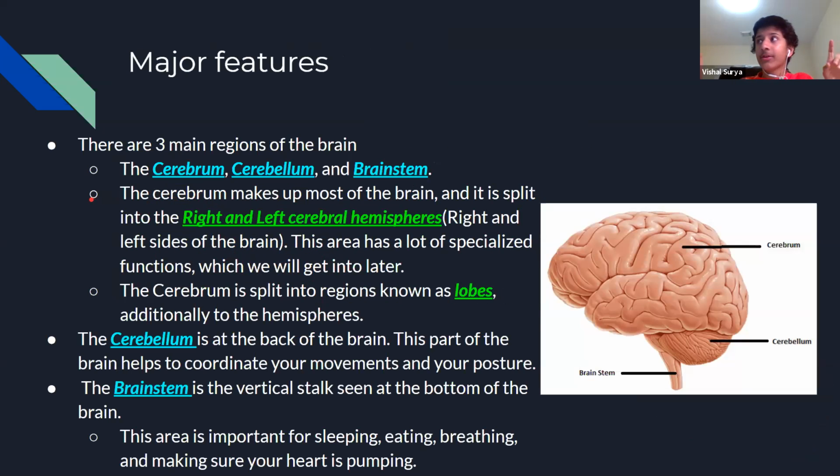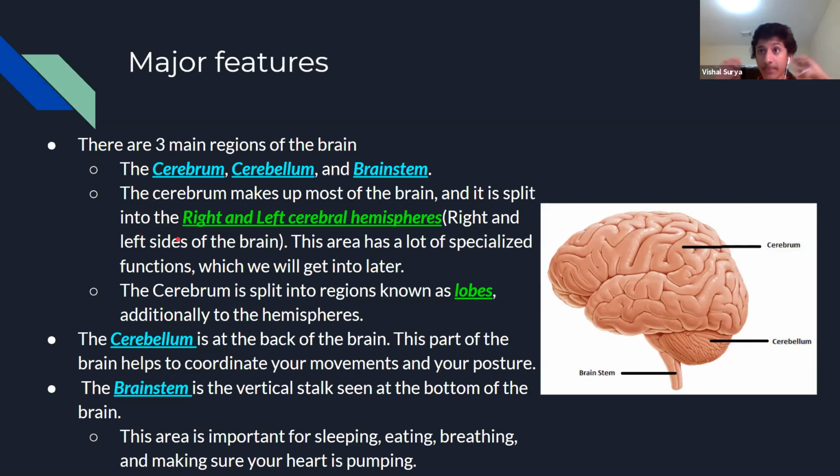So let's first go over the major features of the brain. There are 3 major features. The first is the cerebrum, then the cerebellum, and finally the brainstem. The cerebrum makes up most of the brain, around 80% of it, and it is split into the right and the left hemispheres. Basically, one part of the cerebrum is on the right side of your brain, and the other is on the left side. This area has a lot of specialized functions, which we'll get into soon. The cerebrum is split into regions known as lobes based on their function, in addition to the hemispheres.